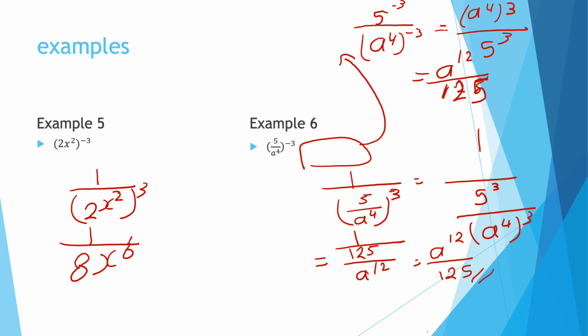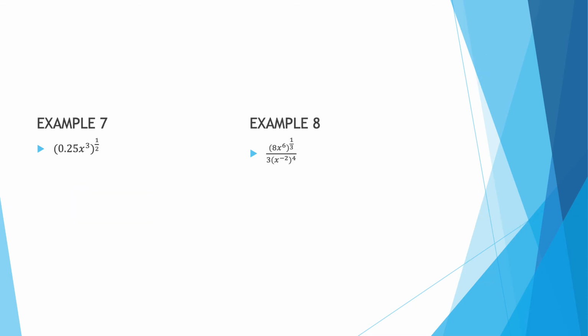Separate the negative, not expand. Separate the power first and then take the reciprocal. Okay, we'll do this one here. So we've got again power to power. So I'll have 0.25 to the power of half. You can use the calculator, 0.25 to the power of 0.5, and that gives me the answer of 0.5. And then x to the power of 3 over 2. So that was quite easy.